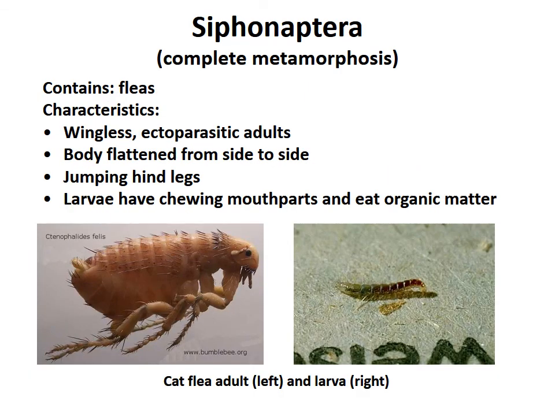Siphonaptera, or fleas. Fleas can be a pest of humans. They can be a pest of domestic animals. They can be a pest of livestock. They undergo complete metamorphosis. So the picture of the larva on the right here is what they look like. The larva can eat dead skin, dirt, organic matter. Then they drop off the host and pupate and come back as the nasty adult you see here on the left.